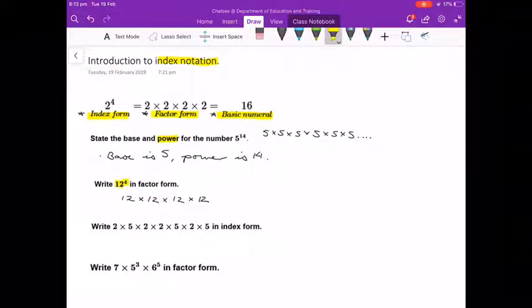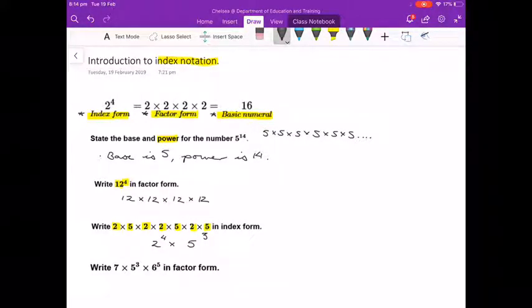Next problem. Write 2 times 5 times 2 times 2 times 5 times 2 times 5 in index form. So what I'm going to do is put the bases down first, and then I'm going to start to count them to come up with the index. So I have 1, 2, 3, 4 lots of 2, and I have 3 lots of 5. So that answer would be 2 to the power of 4 multiplied by 5 to the power of 3.